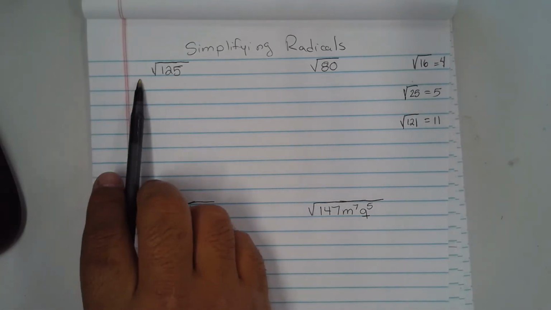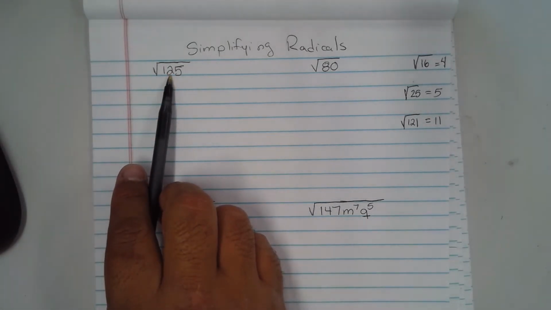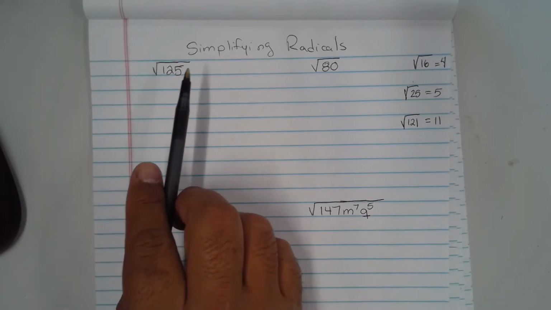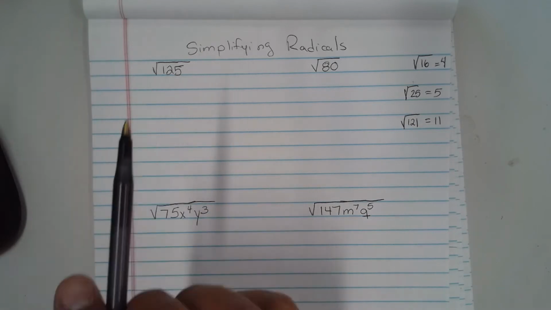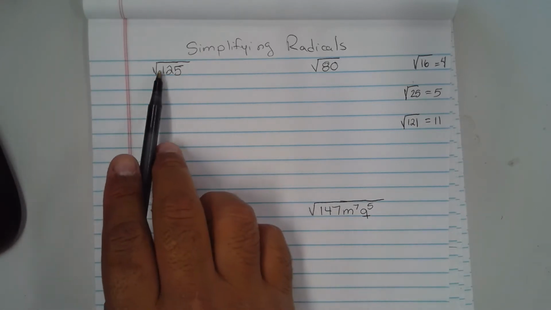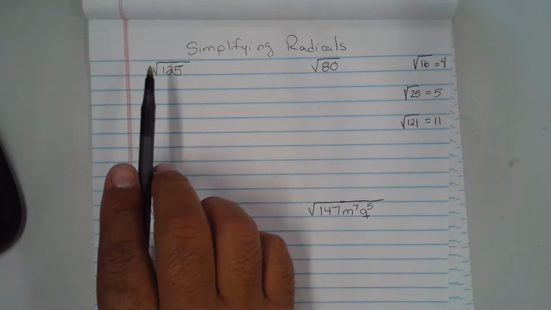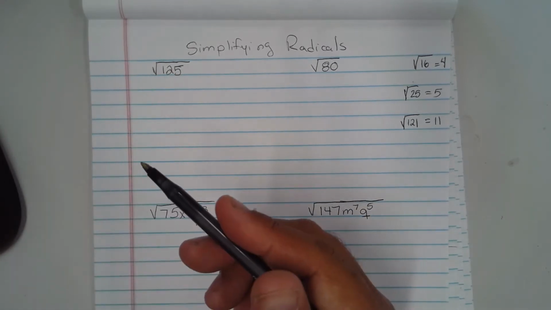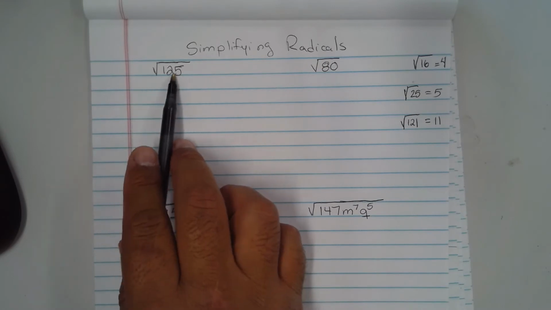However, when you take a look at this right here, there's not two numbers that will give you the square root of 125. However, there are simple things that you guys could do, and I need you guys to please pay attention. When this is the case, when you take the square root of 125, you have to break it down.